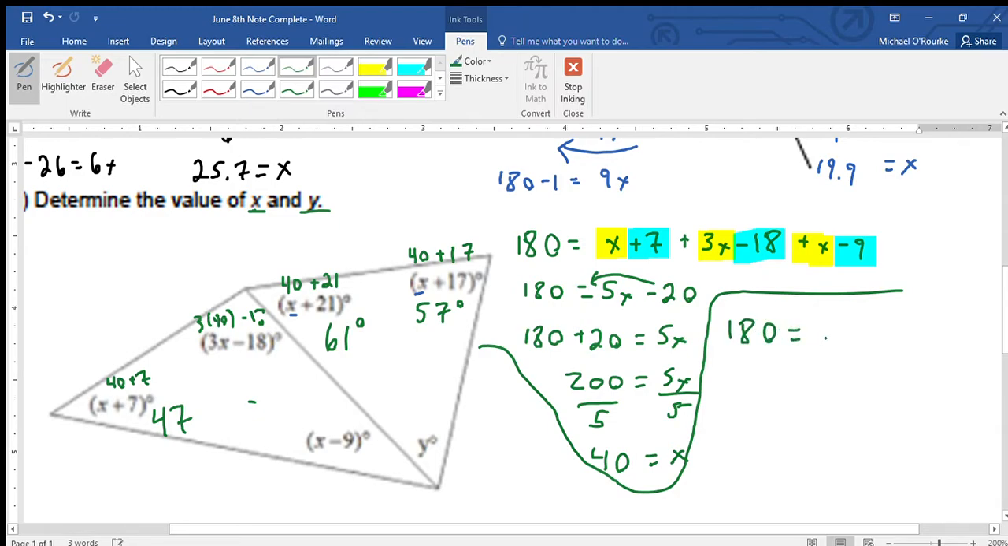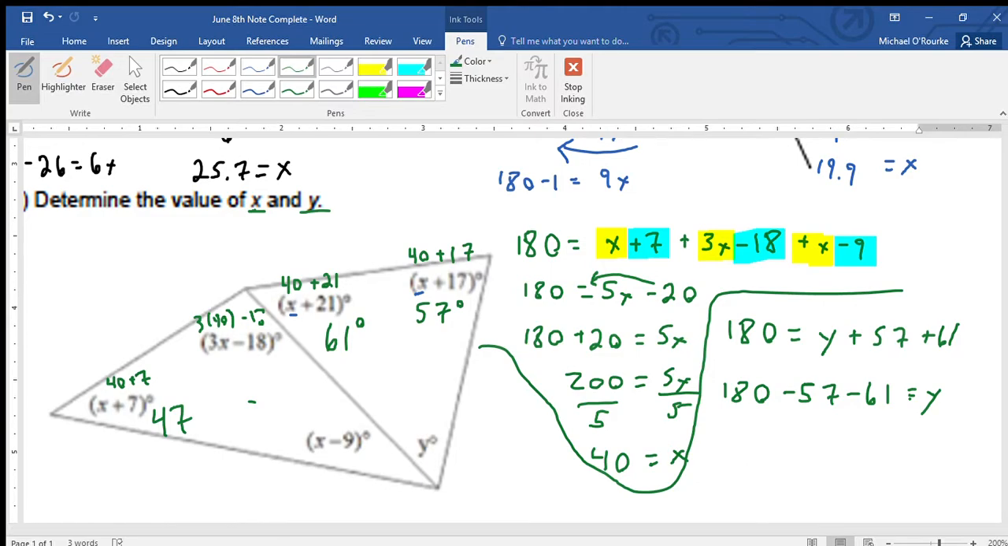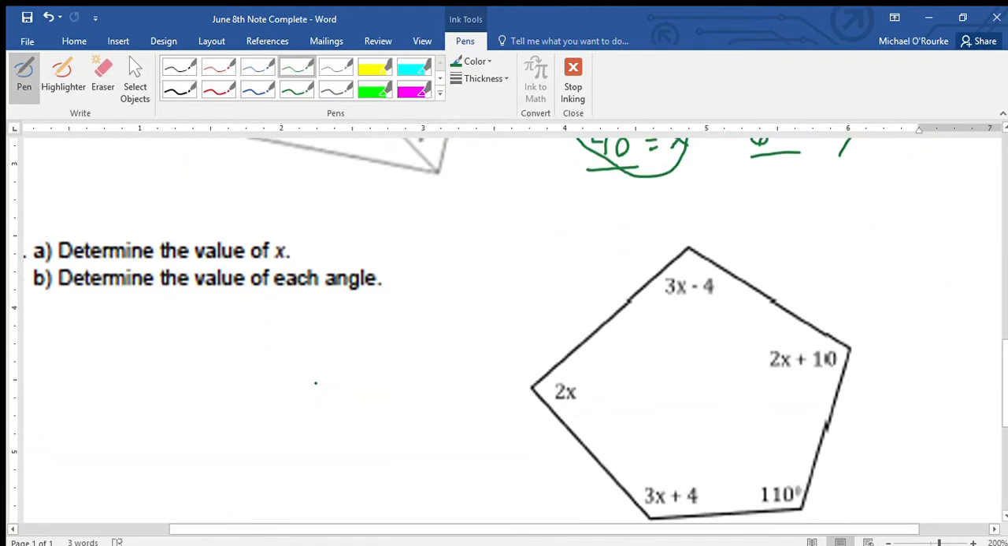In this case, if we add up the three things, we have y plus 57 plus 61. Or we can just go, if we rearrange this and move them over, it's minus 57 minus 61 equals y. So what's that give us? 180 minus 57 minus 61, 62 degrees. So y equals 62. So there's our two answers right there and there. So we're not learning anything new, we're just applying our algebra to find some answers.